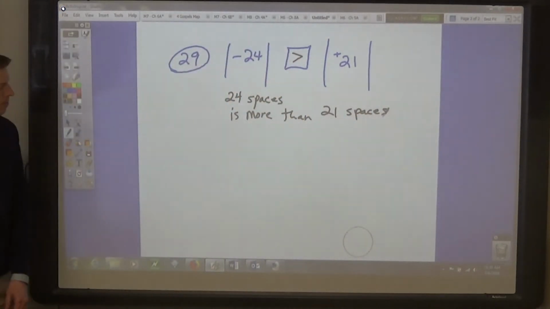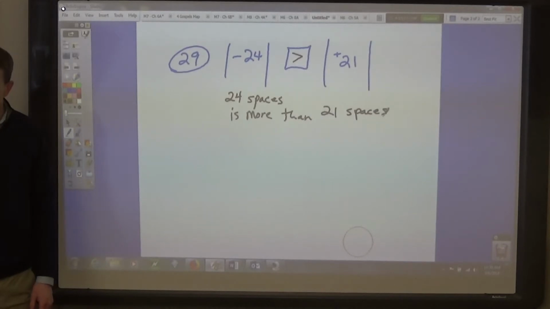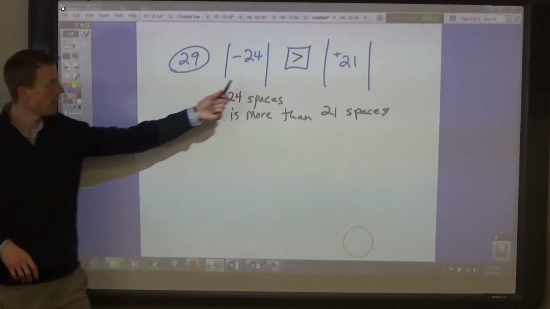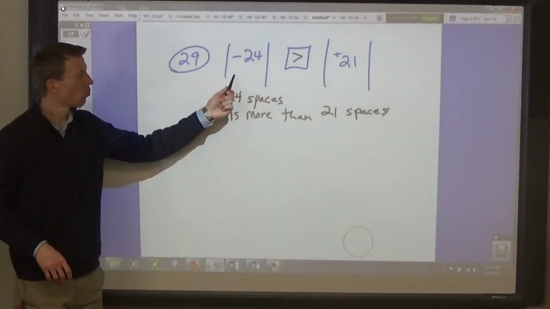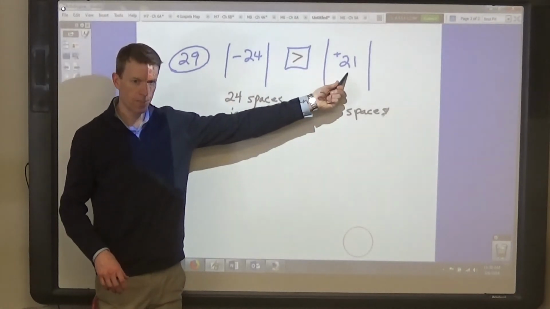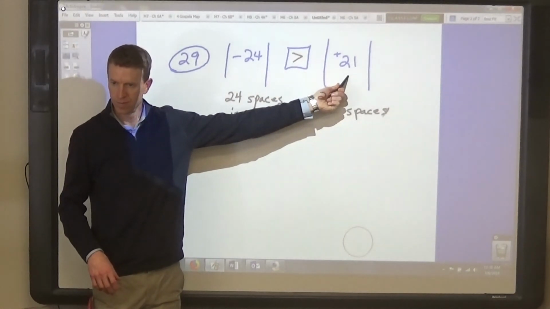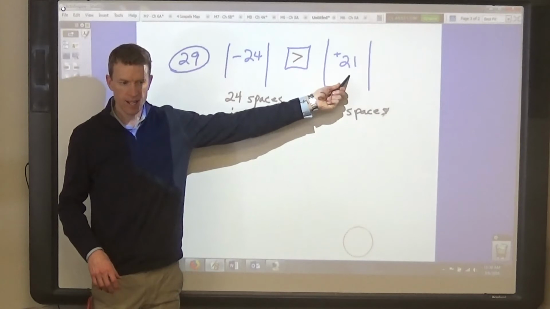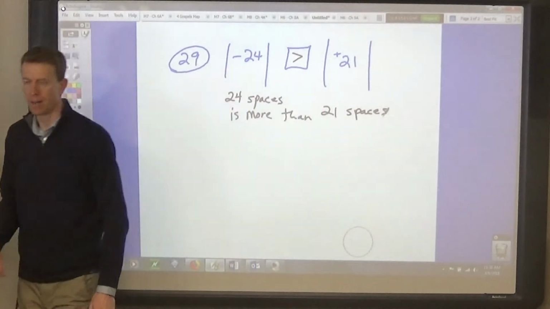Wait, so when there are lines on each side, then that means spaces? Yes, that means spaces. That means distance. The distance this number is from 0 is greater than the distance that this number is from 0. Does that make sense? All right.